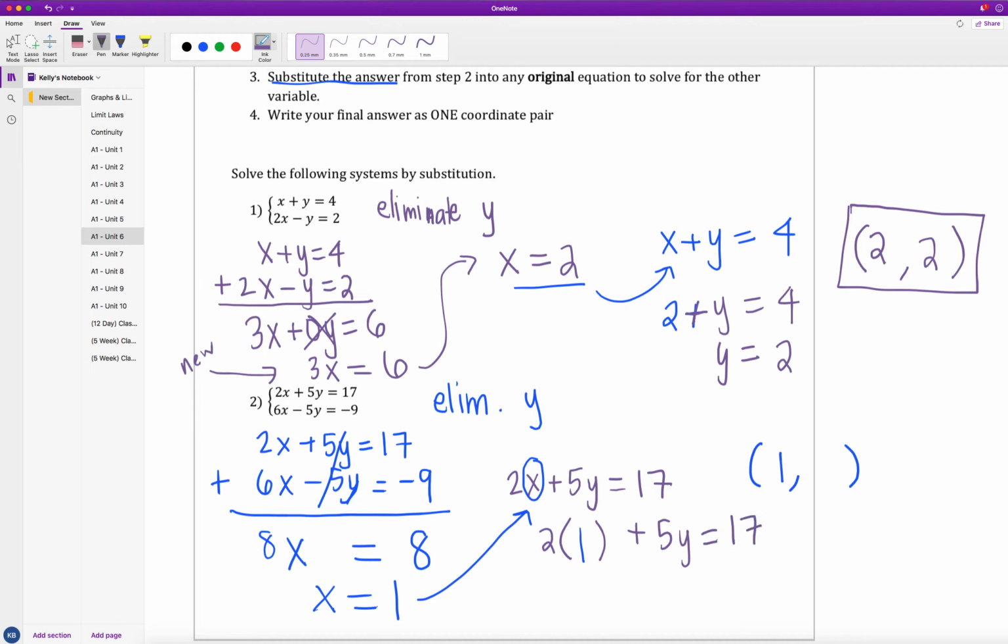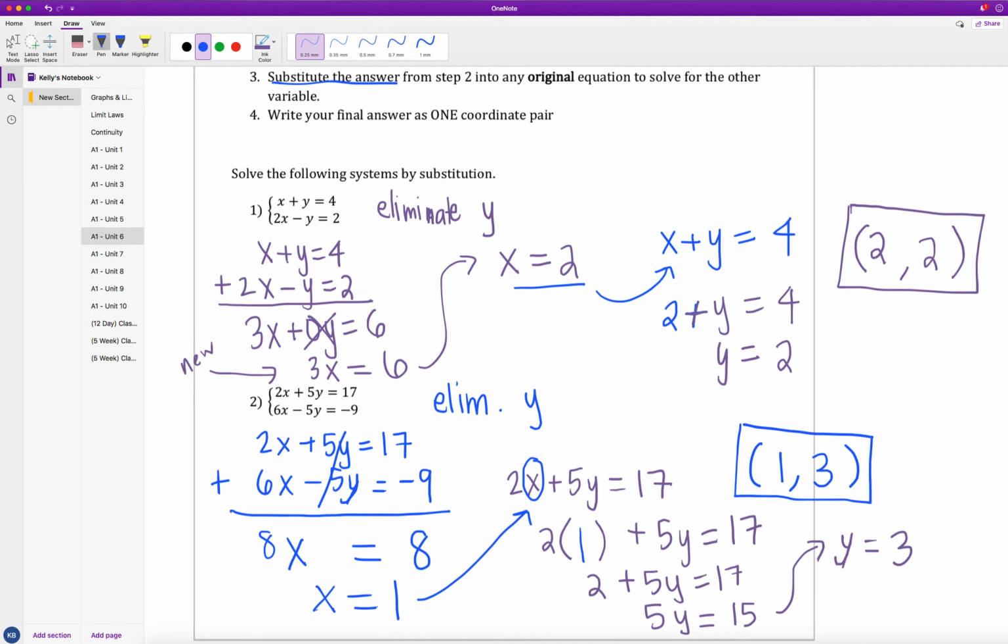As I simplify stuff down, 2 times 1 is 2. The rest of it stays the same. From here I can subtract 2 from both sides and I get 5y equals 15. The last step would be to divide through by 5 and we get y is equal to positive 3. Now that we have that y coordinate, I can go ahead and fill that in our coordinate pair, and we have our final answer.